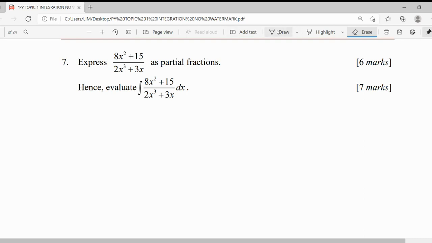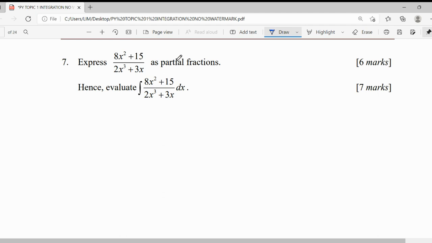For question number 7, they say express this fraction as partial fractions. But for this question they didn't guide us on how to split into the partial fractions. So it all depends on our knowledge about partial fractions that we learned in Sem 1. Then after that, only we evaluate, so we find out the integration for this fraction.